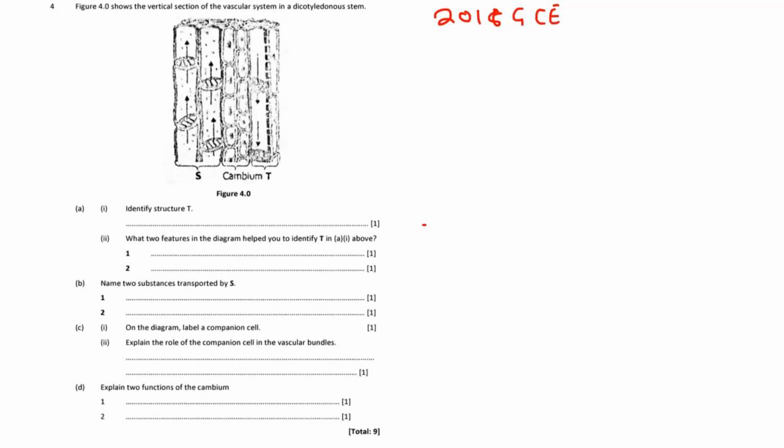Let us look at the question. So the figure 4.1 or 4.0 shows the vertical section of the vascular system in the dicotyledonous plant or stem. So this is also a dicot, and we are told it's a stem. Again, the key thing is that the vascular system is made up of the xylem vessels and, of course, phloem vessels.